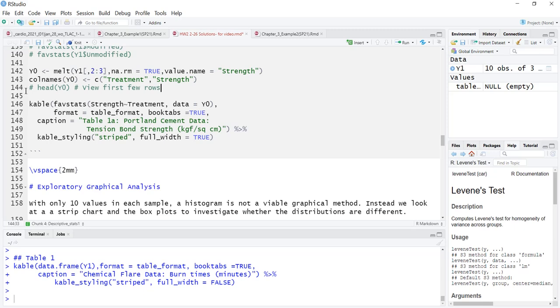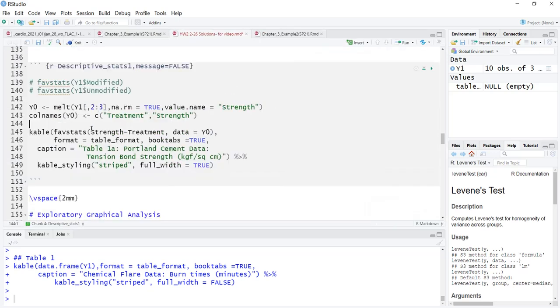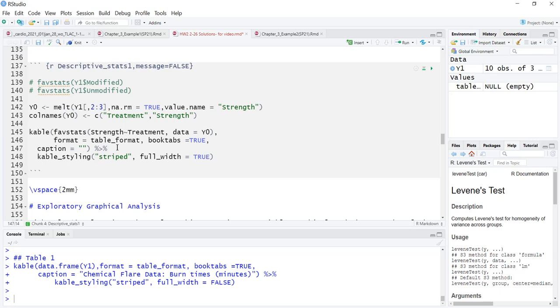So I give you a lot of options in some cases. So you just want to leave what you actually used. Otherwise you're cluttering up your code and making it longer and more difficult for you and anyone else to read. So I'm going to call this chemical flare data, burn time, minutes.